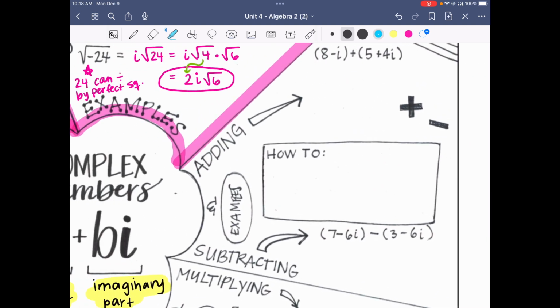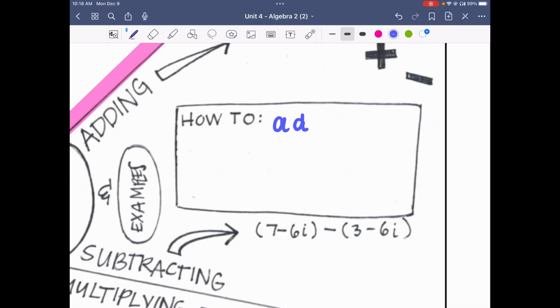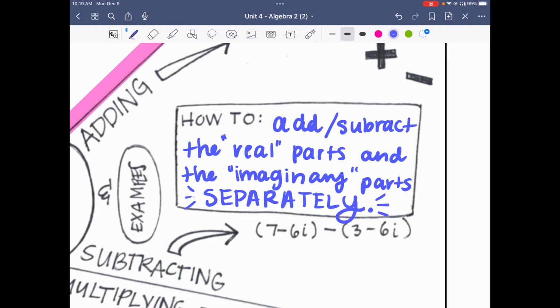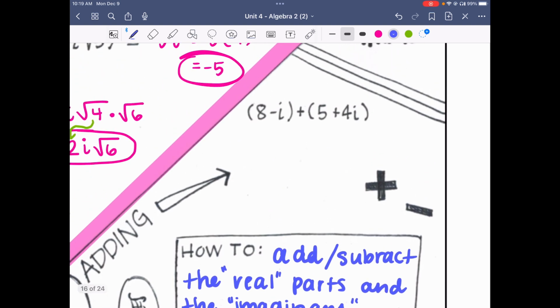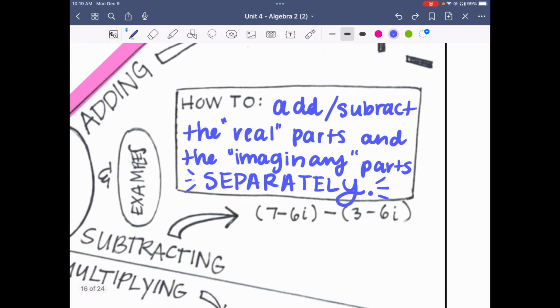Okay, so let's fill in first this how-to section. All right, we're going to add or subtract the real parts and the imaginary parts separately. So I just really wanted to emphasize here that we must do these like terms, right? So the real parts in this adding example, like the 8 and the 5, those will combine, and then the i's will combine as well.